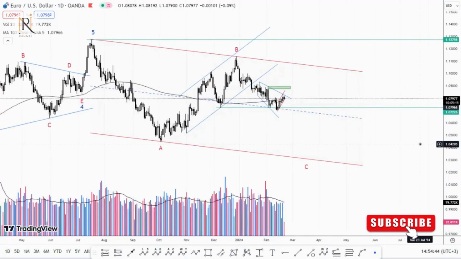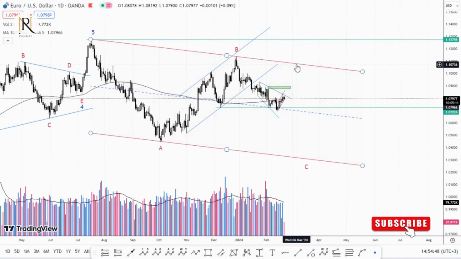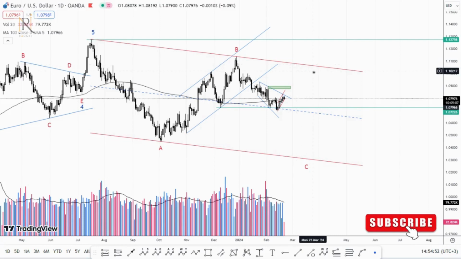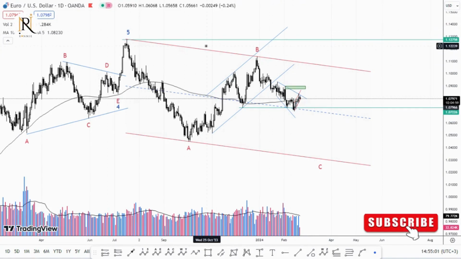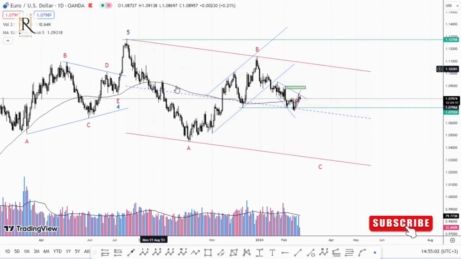This is now the point where we have to think outside the box. If you want to really be an Elliott Wave enthusiast, you have to think outside the box. So this is still in terms of the daily time frame.